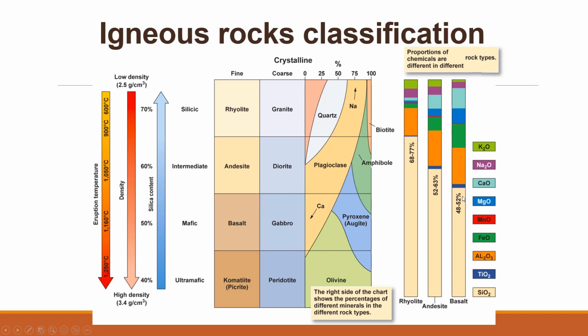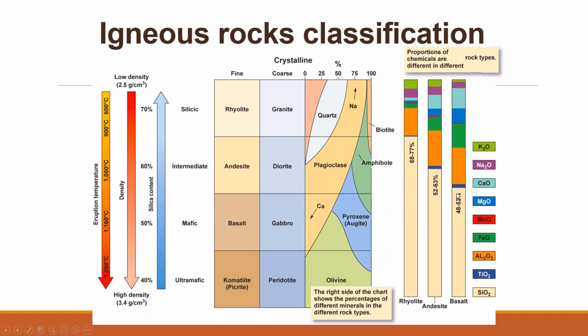We see that the silica's gone down. We see a heck of a lot more of our iron and magnesium. We see similar amounts of aluminum across all three. Similar amounts of sodium. We see less potassium. Potassium is a very felsic mineral.